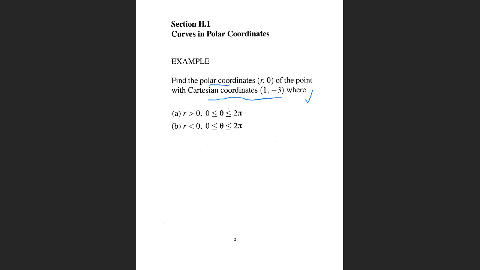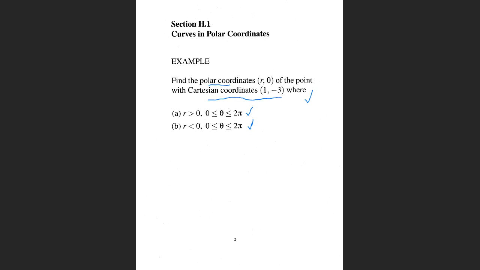So there are two parts to this. In A, we're going to get a polar coordinate where we restrict theta to be between 0 and 2 pi. We have to restrict theta because there are an infinite number of answers that theta could be, right? Because a 360-degree revolution gets you back at the same point. So in A, we're going to let r be greater than 0, theta is between 0 and 360 degrees. And B, we want the polar coordinate where the radius is less than 0, and theta is between 0 and 360 degrees.